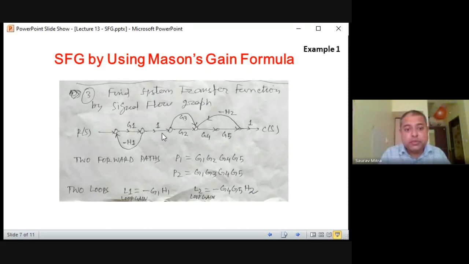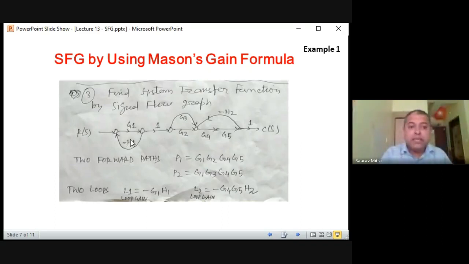Okay, G1 and G2, you check that this is the forward direction, G2 is the forward direction, G3 is also forward direction. So how many forward paths are there? The first forward path is G1 into 1 into G2 into G3 into G4. So the first forward path is G1, G2, G4, G5. Be very careful. G3, G2 is not a loop. Okay, G3, G4 are two parallel paths. Both are going from left to right.